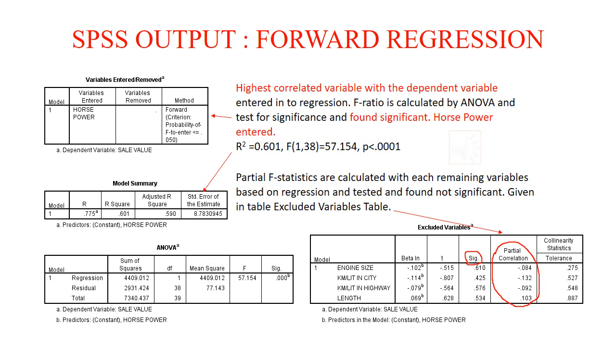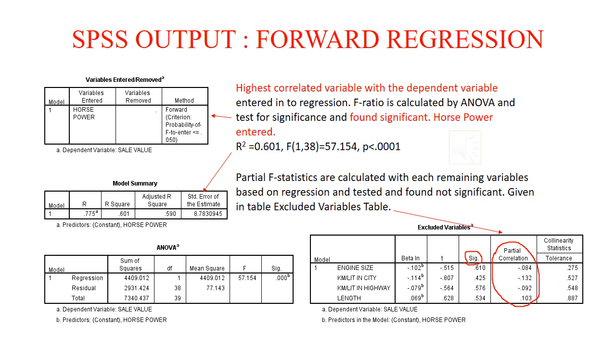If you look at the variables entered table, the variable most highly correlated with the dependent variable has been entered into the regression, and the F ratio is calculated by using the analysis of variance test in the analysis of variance table. If it is found significant, it is retained. In this procedure, horsepower is entered into the regression equation, and the variables which have been excluded are given in the excluded variables table, on the right side below.